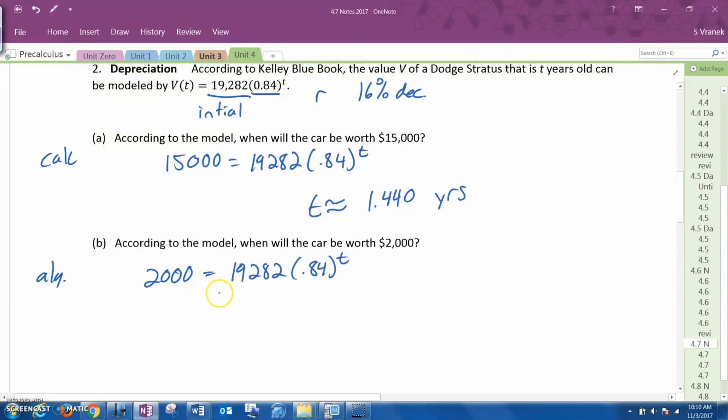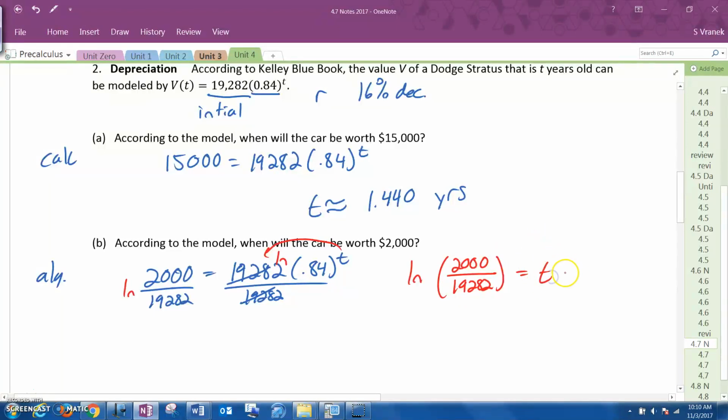I can divide by the number out in front, so that's gone. And then I can natural log both sides. So now because of that, the t can come in front. So I have the natural log of this fraction over 19,282 equals t times the natural log of 0.84.